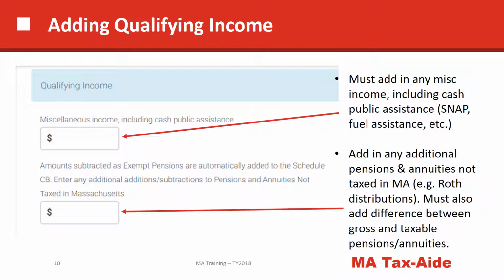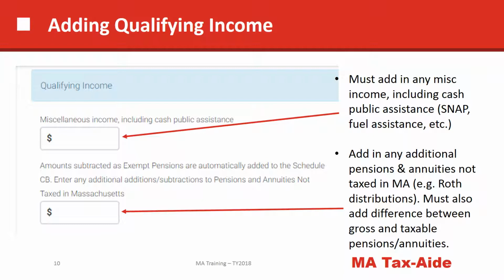Also, are they receiving any regular income, even as gifts for their support? Now, we're not talking about one-time gifts like a birthday gift, but regular support income that they're receiving from a private party. Now, for this last box, we want to add in any additional amounts from pensions and annuities not taxed in Massachusetts. Now, if the taxpayer has an exempt pension from a state or municipal pension, then TaxSlayer will automatically include that in. We don't have to add that here.